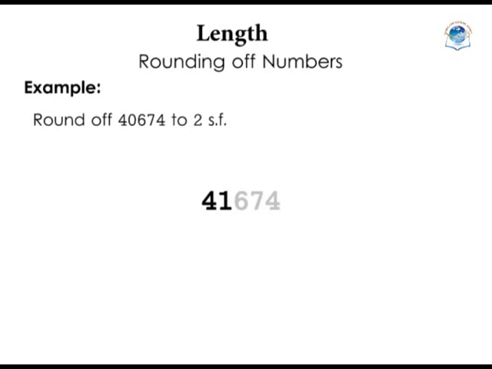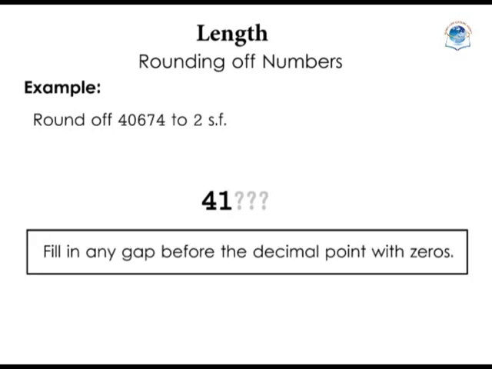But that leaves us with 3 gaps before the decimal point. And this is where our extra rule applies. It says we fill these gaps with zeros.